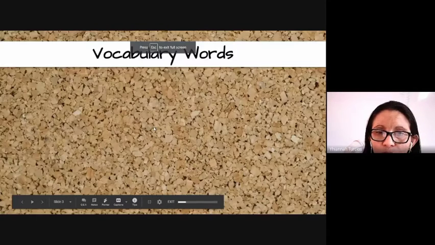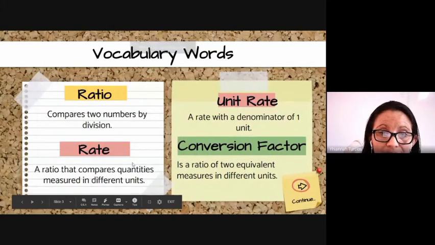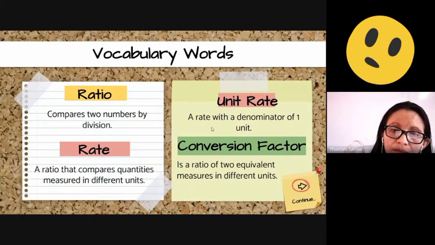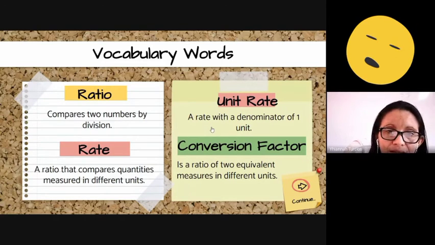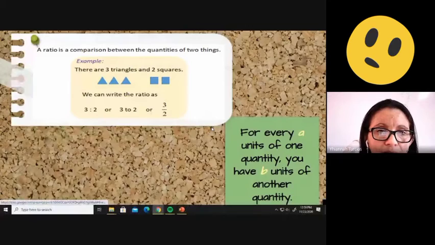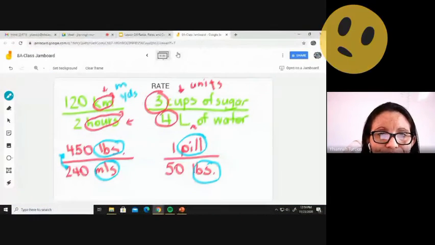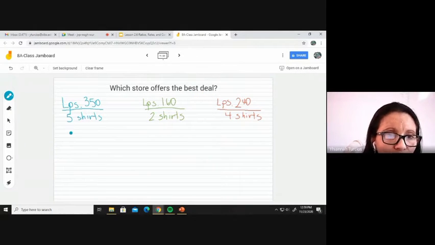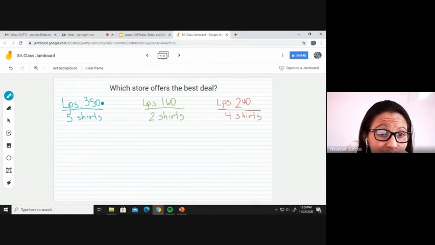And then we have unit rate. A unit rate is an example of a rate. It's a rate. The only difference is that we use a denominator of 1. When we have a rate that has a denominator of 1, that is a unit rate. Here we have some examples. Let's say that we want to find which store offers the best deal, and we have 3 options. We did an example using dollars.